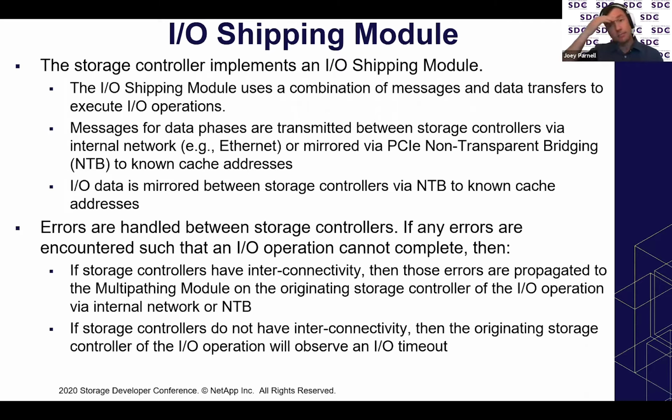Like any architecture, this can go wrong, and if it goes wrong, there will be an error. And the way we handle errors depends on the communications between the two controllers. So if the two controllers are talking to one another just fine, then those errors can be propagated, and the multipathing module can react to that error, whether it means to select another path or to escalate to another module to take recovery actions. So as long as they're talking, they can propagate errors and make smart decisions.